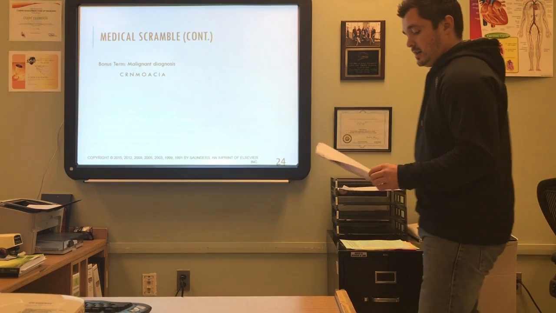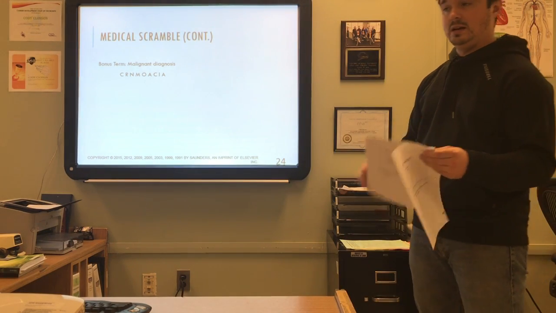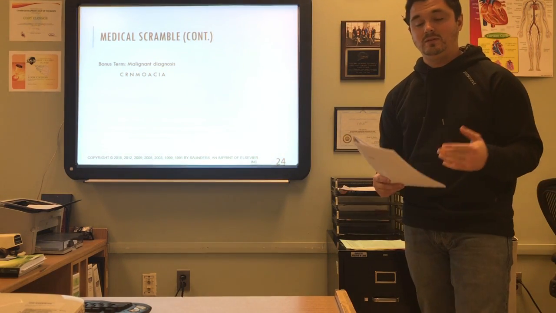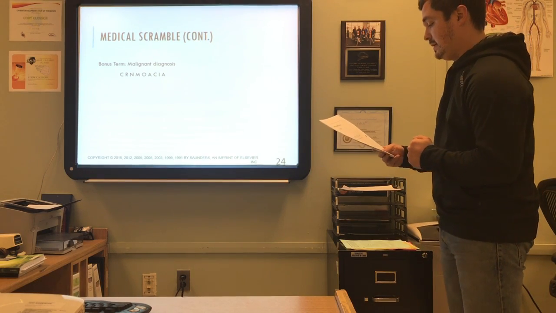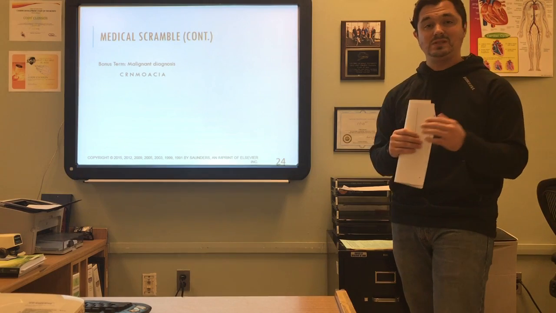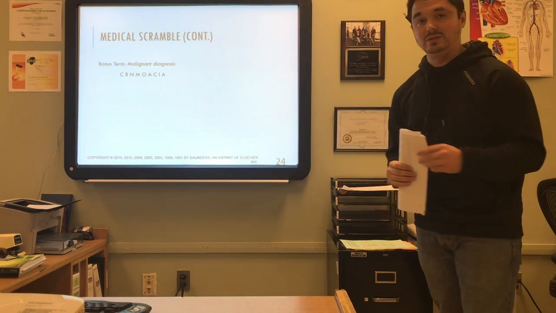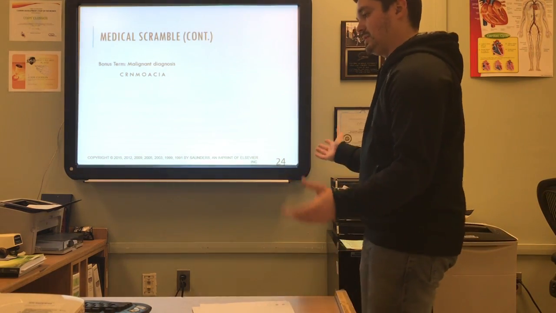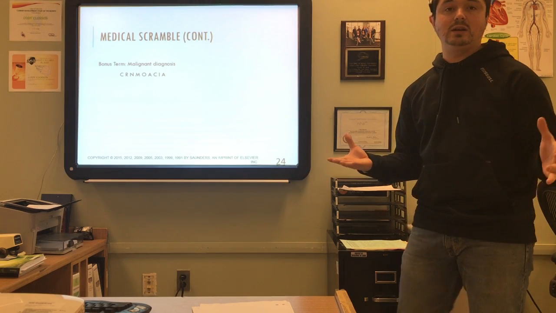And then, of course, all those words together gives us a bonus term for a malignant diagnosis, and this is going to be carcinoma, which we've talked about more than one time in this lecture, and it means cancerous tumor or malignant diagnosis. So that is your first chapter of medical terminology.